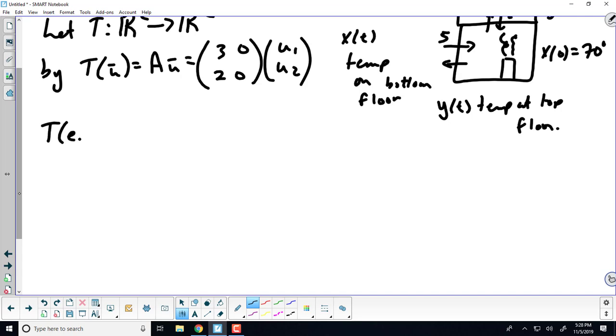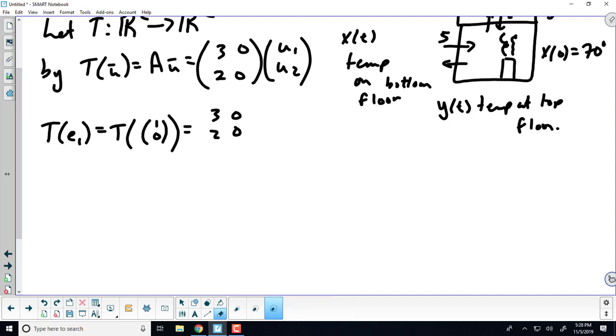So let's look at T of E1. That's going to be T of the vector 1, 0, right? So if we apply our transformation to it, we'll have 3, 2, 0. Oh, oops, folks, I'm sorry, I miscopied that. That should be 3, 2 here for the first row. Oops, we're doing this to the vector 1, 0.